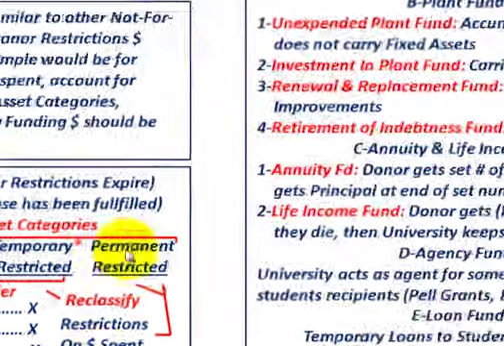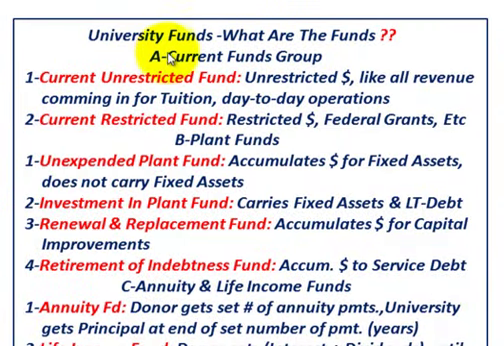Okay, so now let's go over here and look at a brief description of each of these funds. In our university funds, it would be our colleges as well. What are the funds here? In that current funds group, we're going to have two of them. We're going to have the current unrestricted fund. That's where you have unrestricted dollars, like all the revenue coming in for tuition. This is where you account for your day-to-day operations, so you're not going to have any restrictions on how those dollars are spent.